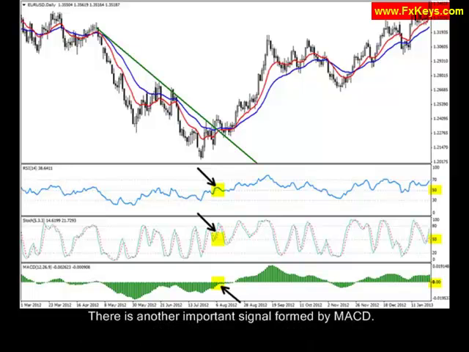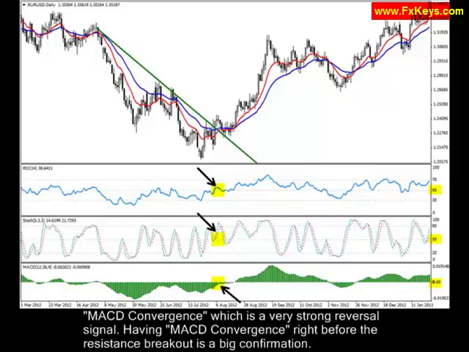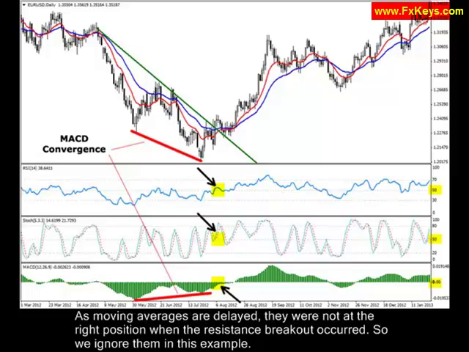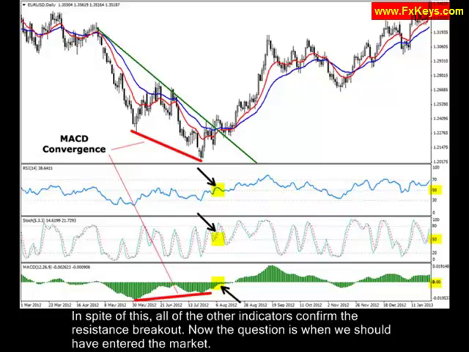There is another important signal formed by MACD. MACD convergence is a very strong reversal signal. Having MACD convergence right before the resistance breakout is a big confirmation. As moving averages are delayed, they were not at the right position when the resistance breakout occurred. So, we ignore them in this example. In spite of this, all of the other indicators confirm the resistance breakout.